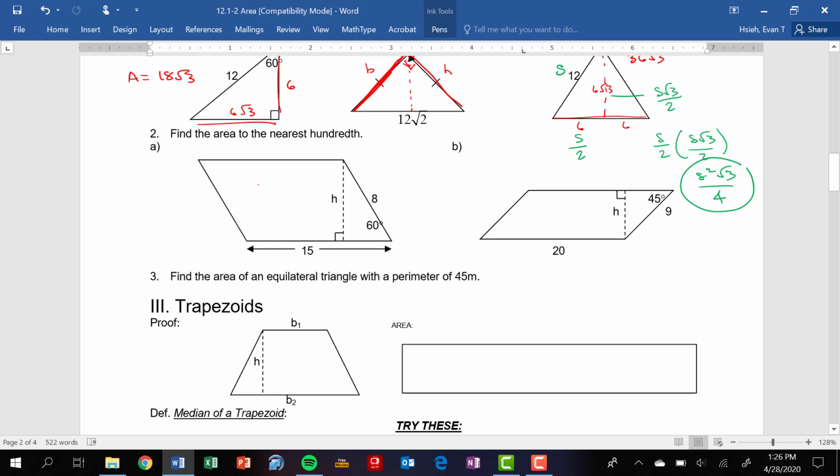Next one here is a parallelogram, and in this case the base is going to be 15. The height I can find. If this is 8, then I know this is 4. I know this is 4 root 3. And so it's just going to be base times height, or 60 times the square root of 3.